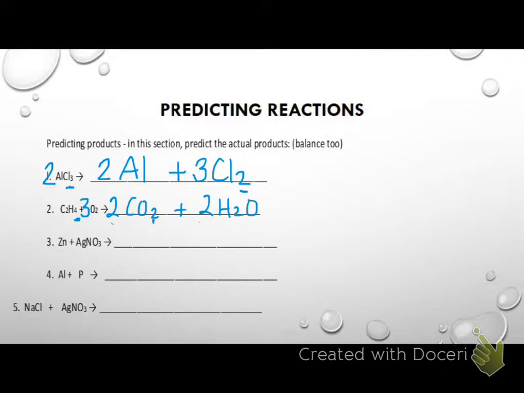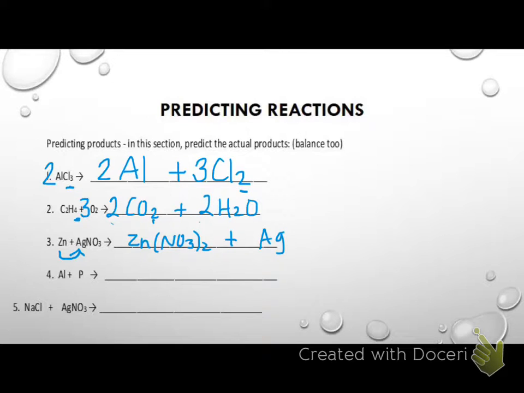Okay. Single replacement is the next one. Remember, I want to see, will silver be replaced by zinc? If you look at the activity series, it will. And so I would get zinc nitrate, which is a plus 2 charge, so I need 2 nitrates. And then that would kick out silver by itself. And so now I need to balance it.